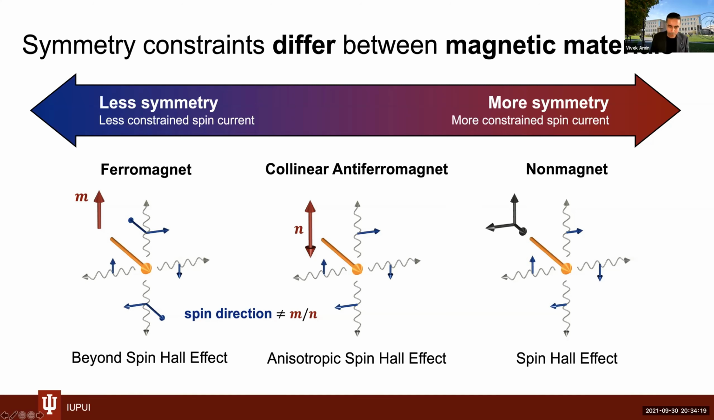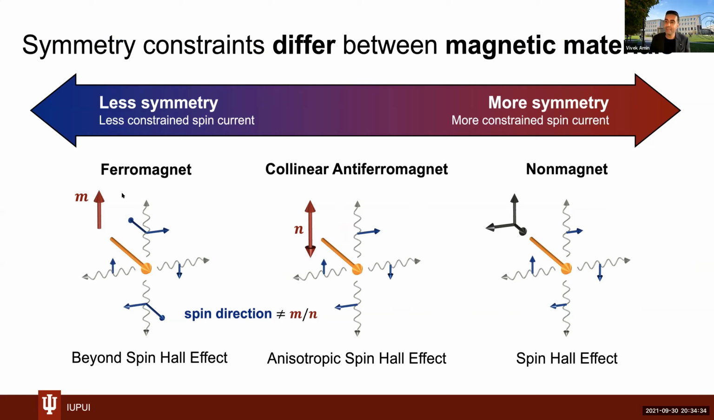So the point I want you to take away from this is that when you turn on an electric field in a magnetic material, an antiferromagnet or a ferromagnet, you get spin currents where the spin direction is not aligned with the magnetic order.